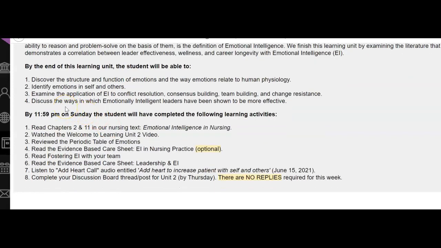And we're going to look at the application of emotional intelligence to conflict resolution, essential for nurse leaders, consensus building and team building, also essential, and working with change resistance. And then we're going to talk about the ways in which leaders that have high emotional intelligence have been shown to be more effective.